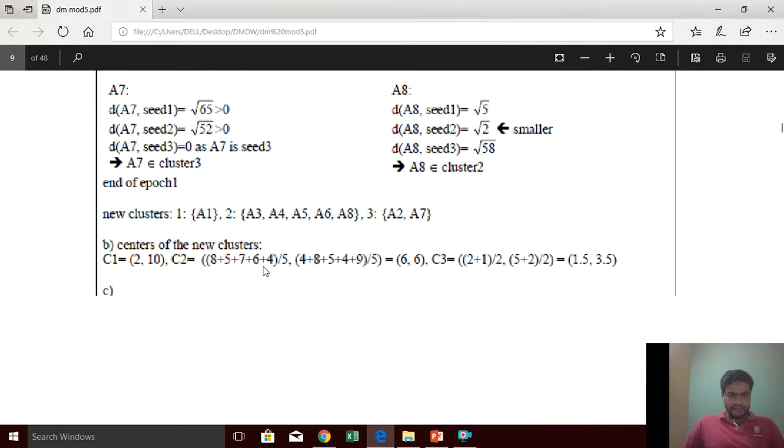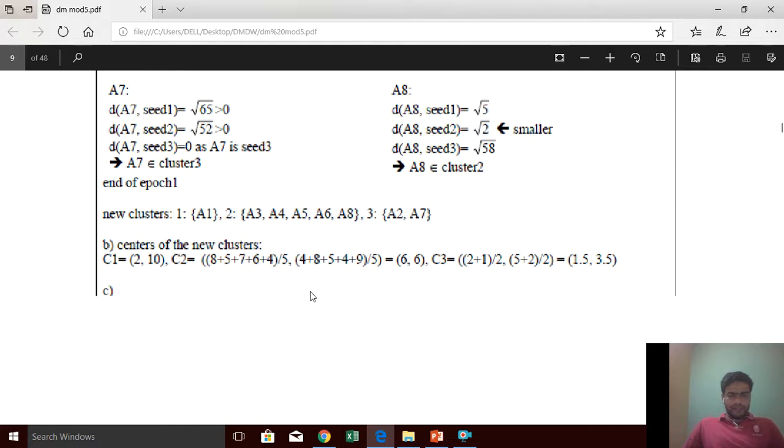Similarly for A5, A6 and A8, all these things. So how many values are there? 1, 2, 3, 4, 5, divided by 5. These all divided by 5 gives 6, 6. So cluster 2 will have the new value 6, 6. Similarly, cluster 3 is only having 2 values, divided by 2. So 1.5 and 3.5 are the new center values for cluster 3.